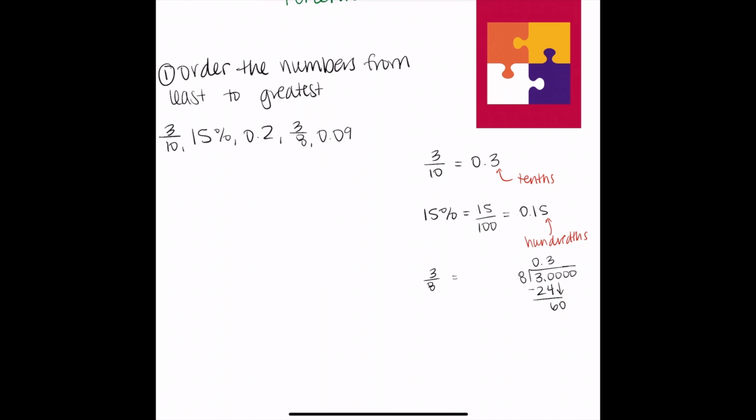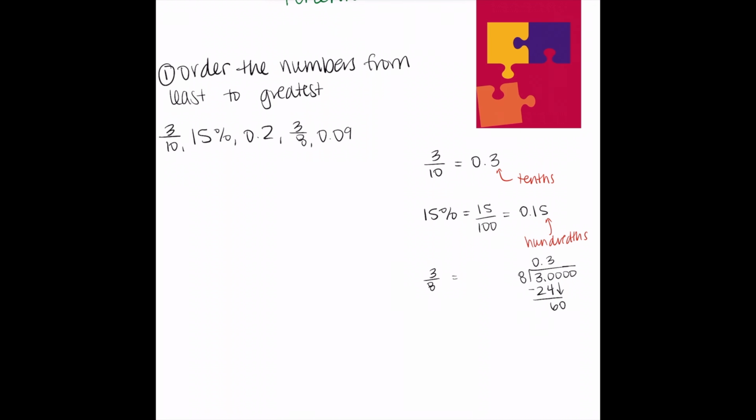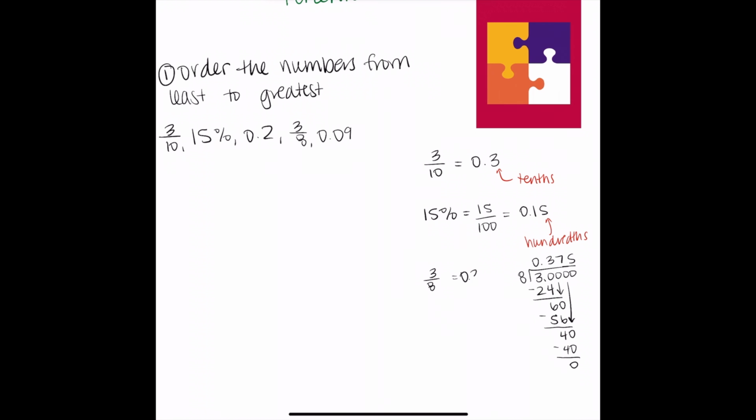8 goes into 60. How many times? 8 goes into 60 7 times, right? 8 times 7 gives us 56. So we'll write our 56 down. 60 minus 56 will give us 4. We'll bring down a 0. 8 goes into 40 5 times, right? 8 times 5 gives us 40. That will zero us out. So we will get 0.375 for 3/8.